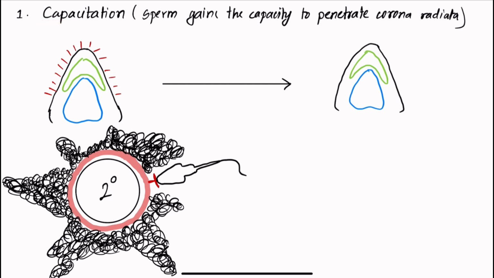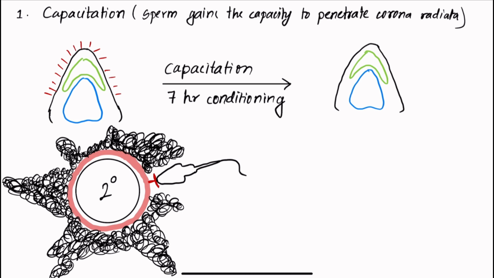During capacitation, the sperm goes through a 7-hour conditioning, so that the sperm is finally ready to penetrate through the corona radiata. And this 7-hour conditioning of the sperm is what we call capacitation. So what actually happens during capacitation?